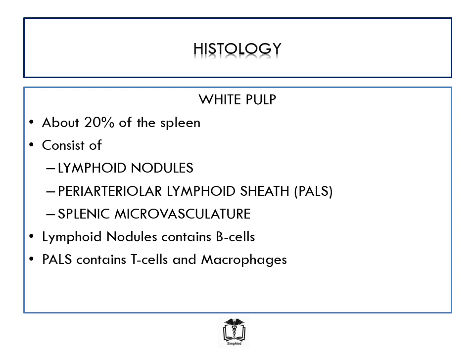The white pulp of the spleen forms about 20% of the spleen. It consists of three major structures. The three major histological structures of the white pulp include lymphoid nodules, the periarteriolar lymphoid sheaths, or PALS, and then the splenic microvasculature. Quickly, what to remember about each of them: the lymphoid nodules contain a number of B cells, which are involved in immune functions, particularly the antigen presenting functions of the spleen. And then the periarteriolar lymphoid sheath, or PALS, contains largely T cells and macrophages, and this is also involved in the immune function of the spleen.